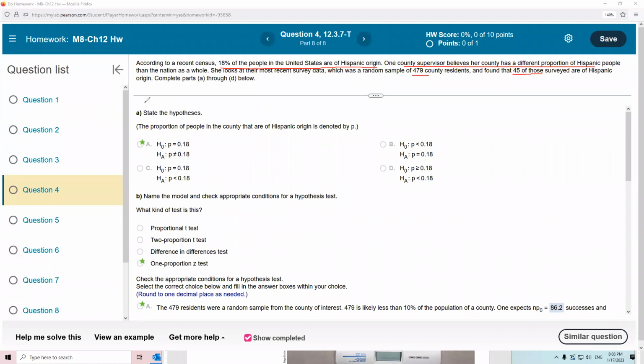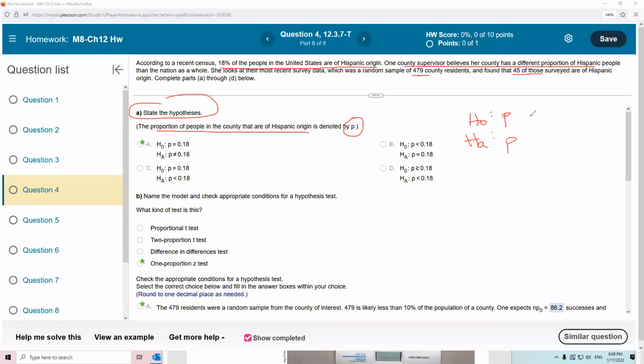Part A, state the hypothesis. And they say the proportion of people in the county that are Hispanic is going to be denoted by P. Well, this is going to be a hypothesis test for a proportion P. So let's start writing it out. Here is the null and alternative. I'm going to use a P because we're dealing with proportions here.